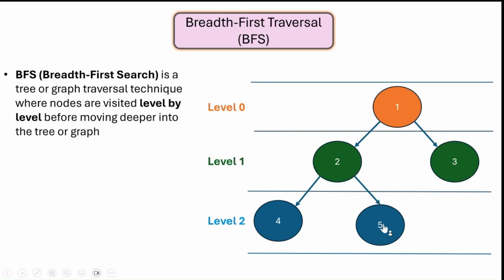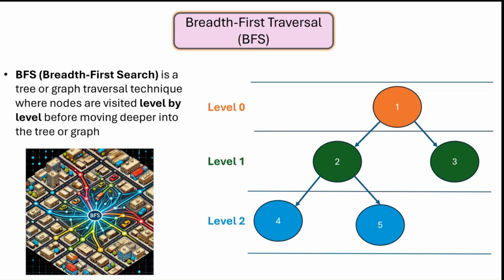This gives us the idea that we can use a data structure which allows first in first out characteristic, because the nodes which come first in a tree, starting from level 0, are visited first. So we can definitely use a queue as a data structure here.